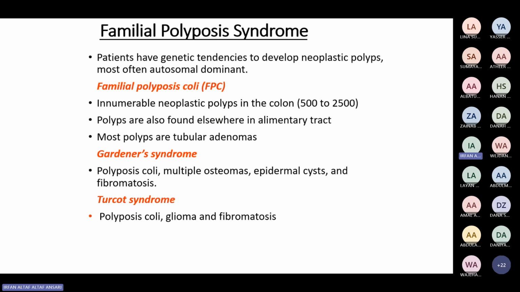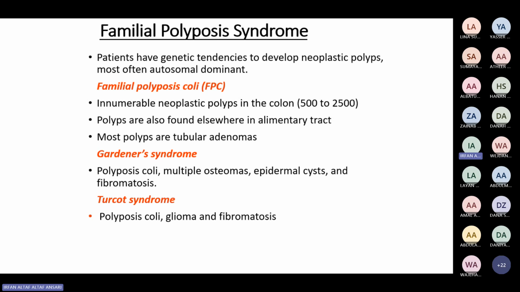Familial polyposis coli. You see innumerable polyps in the colon. Sometimes the entire colon is full of polyps, 500 to 2500. You might see polyps elsewhere in the small intestine, stomach, and esophagus, and most of the polyps are tubular adenoma, but there are high chances they might develop into adenocarcinoma.